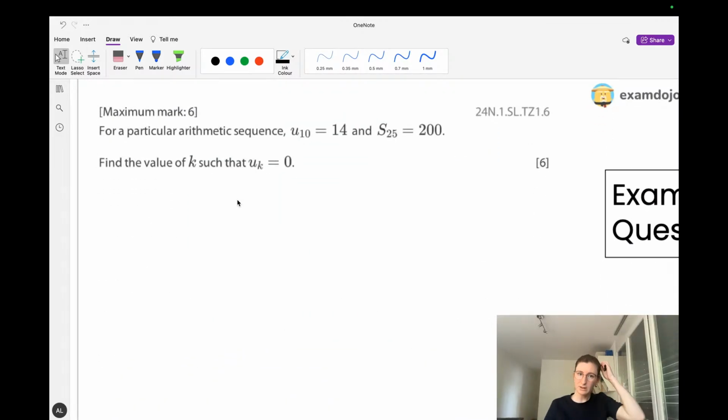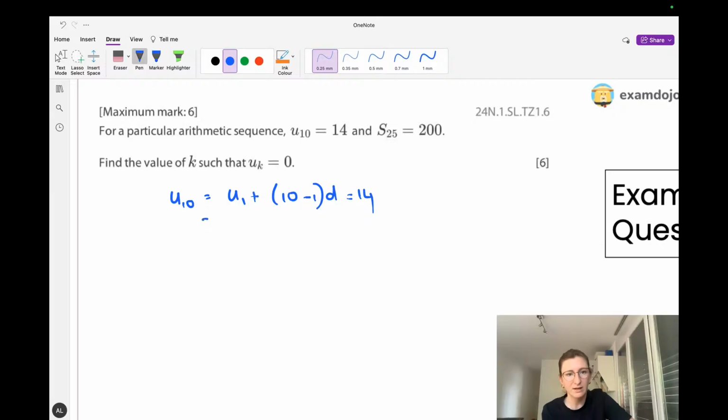Okay, for a particular arithmetic sequence, again, we have two pieces of information. So you see how they're often giving it like this. U10 equals 14, so let's set that up. U10 equals u1 plus 10 minus 1 d is equal to 14. We can simplify: u1 plus 9d equals 14. So that's one piece of information. So just put it into formulas. That's all you can do before you even really know how to answer the question.